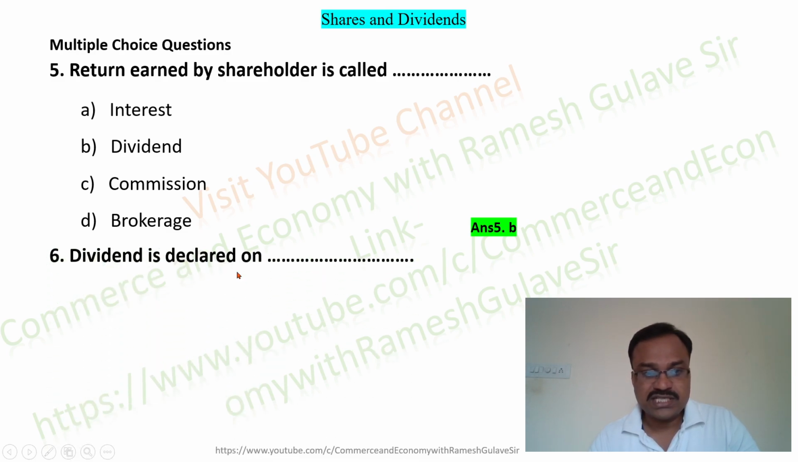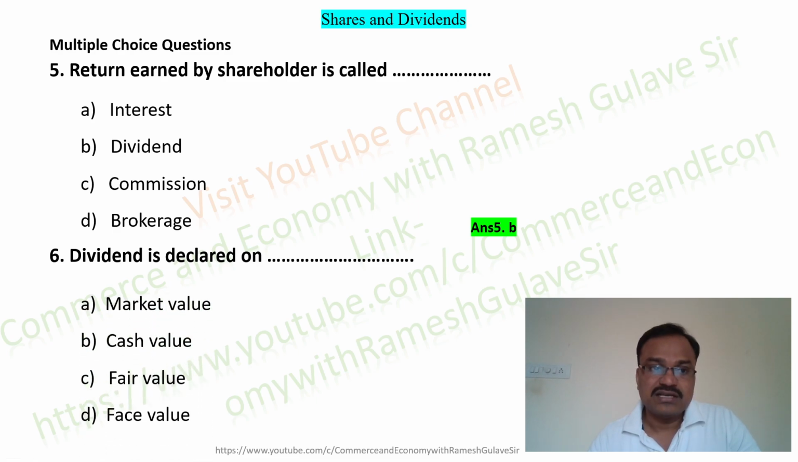Let us move on to the next question, and it says dividend is declared on. So the question asks us about the declaration of dividend, and dividend is declared on market value, cash value, fair value, or face value. See friends, dividend is always declared on its face value. Face value is the original price of shares at which shares are generally issued, or the price mentioned on the share certificate. But for this question, dividend is declared on face value. So here option D is the right answer.